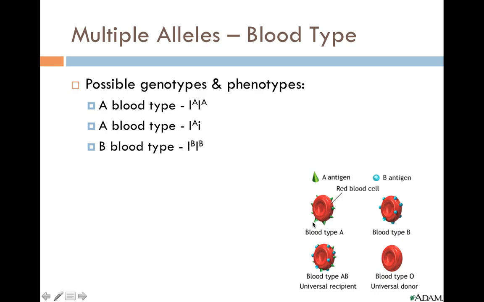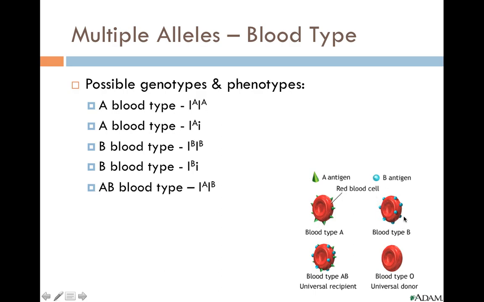For type B blood, it's pretty much the same. So I could be homozygous for B, meaning I got 2 copies of that B allele, or I can be heterozygous for B, which means I inherited 1 copy of the B allele and 1 copy of the recessive i allele. And either way, my blood cells would look like this one over here, this blood type B in the picture.